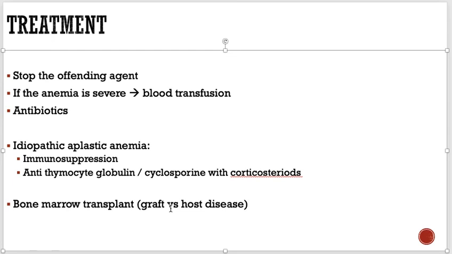If you are not going to treat this condition, because there is risk of infection, bleeding, as well as anemia, the mortality is very high. But nowadays the survival is good, especially after bone marrow transplant. Things are working fine with these patients. So this is about aplastic anemia, guys.